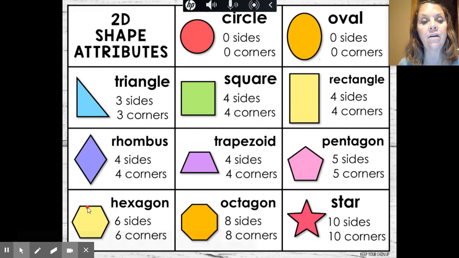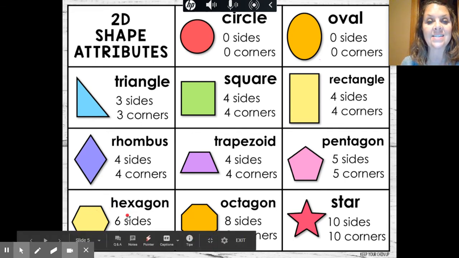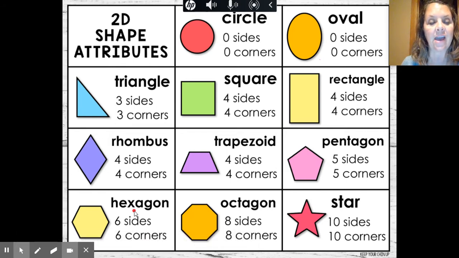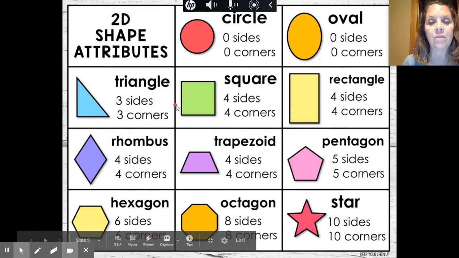Okay, the next shape here is a hexagon. As we said earlier, a hexagon has 6 sides and 6 corners. I always remember 6 because 6 has an X in it, just like hexagon. We're not going to draw a hexagon right now, but you'll be drawing another shape in a moment.